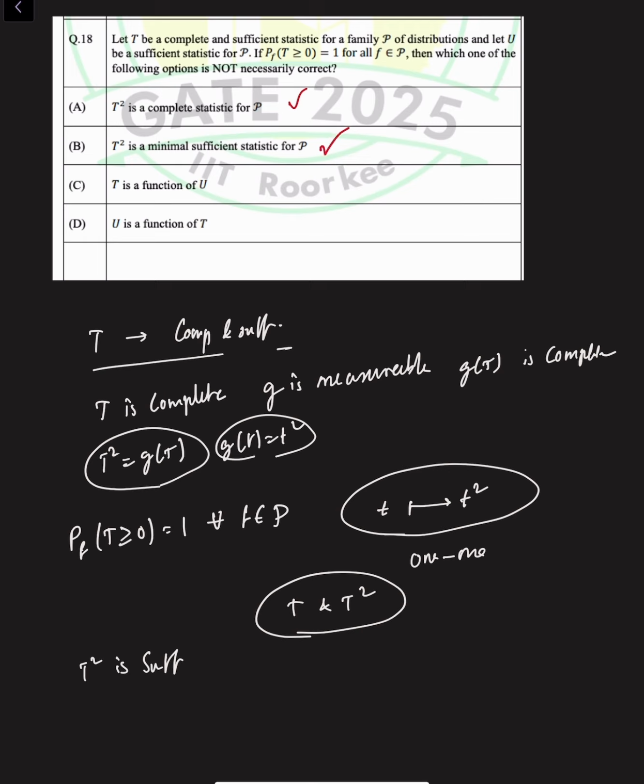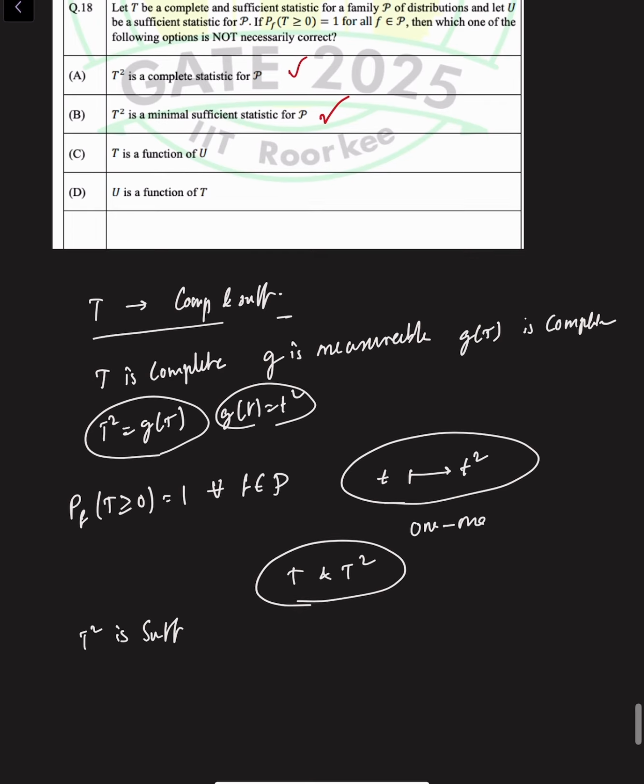Now the third statement says, basically, minimal sufficiency means the minimal sufficient statistic is a function of any other sufficient statistic. Now if we consider that the complete sufficient statistic is minimally sufficient, therefore T must be a function of U anytime.